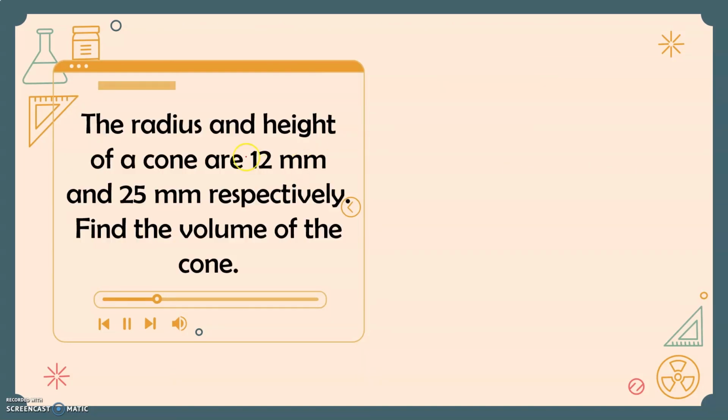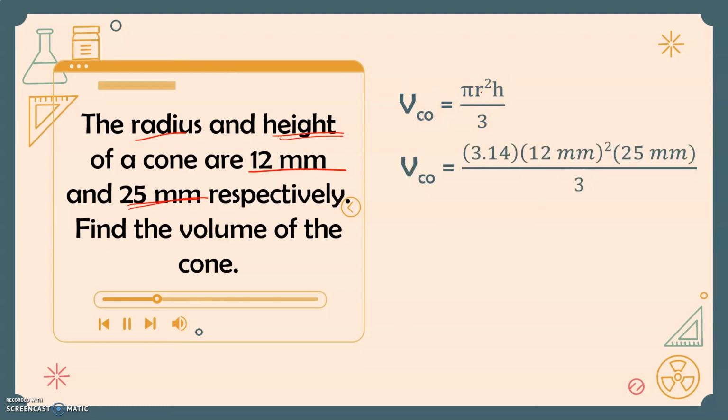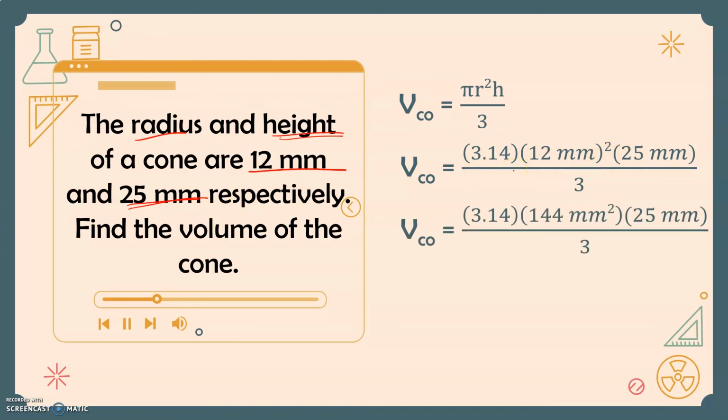For our last example, the radius and height of a cone are 12 millimeters and 25 millimeters respectively. So we have radius is 12 millimeters and height is 25 millimeters. Now let's find the volume of this cone. And for us to do that, we will use the formula pi r squared times height divided by 3. Substituting the given information, we'll have 3.14 times 12 millimeters squared times 25 millimeters all over 3.